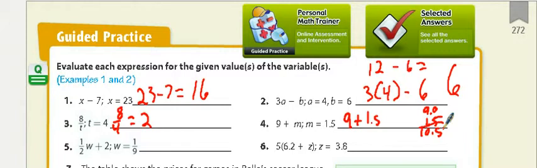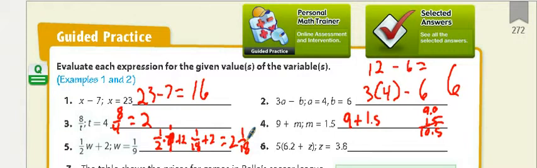For number 5, 1/2 w plus 2. So we're going to have 1/2 times 9, which I wrote as 9 over 1. 1 times 1 is 1. 2 times 9 is 18. 1/18 plus 2 equals 2 and 1/18. So I'd written it down wrong. I knew something was coming up wrong.